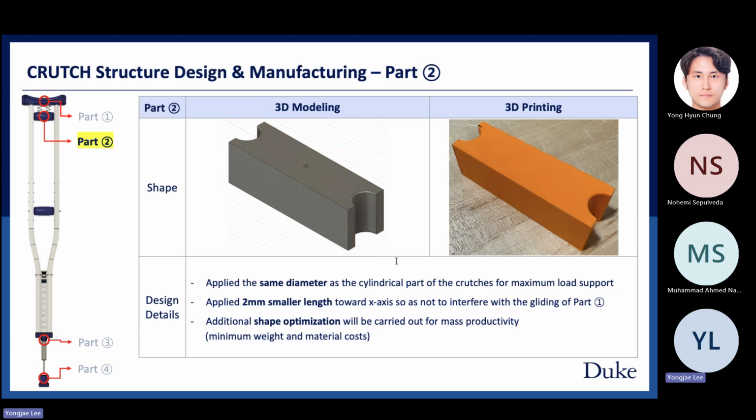Part 2 design is characterized by semicircular holes on both sides that have the same diameter as the cylinder part of the crutches, because Part 2 needs to be attached to the cylinder as much as possible. Furthermore, if Part 2 length is too long, the frame of the crutches will be spread out to both sides, making it impossible for Part 1 to move smoothly as Part 1 is stuck between the frames. Through several experiments, this length was set 2 mm smaller than Part 1's length to both sides. Also, the shape optimization will proceed for this part too.